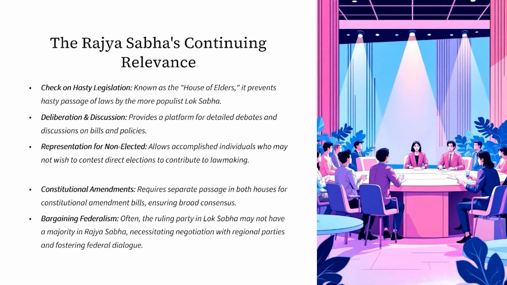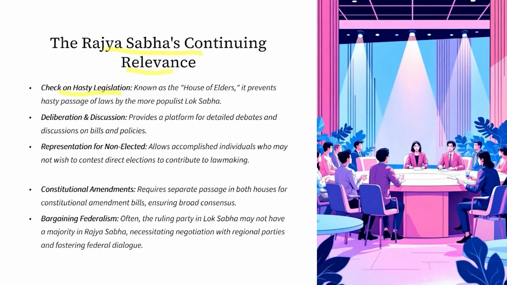Now, coming to the next part, there has been a continuous question mark on the Rajya Sabha's continuing relevance, whether Rajya Sabha is really required or not. This is an issue that has been asked by many people. Now, let us try to understand the relevance of this Rajya Sabha. So, relevance number one is that Rajya Sabha can check on the hasty legislation passed by the Lok Sabha.